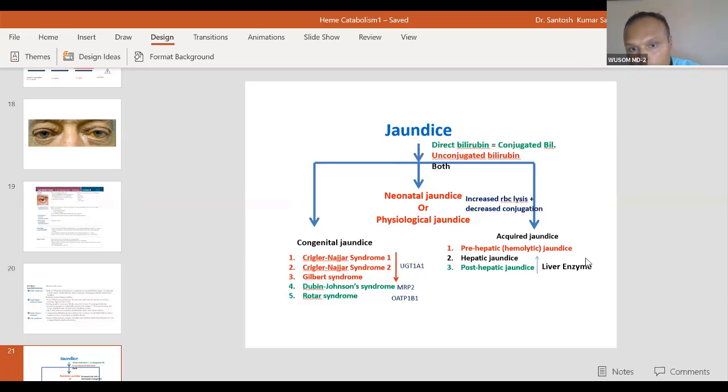In hepatic jaundice, such as infection, and other cases, you will see both. In pre-hepatic jaundice, hemolytic, you will see unconjugated; in post-hepatic you will see conjugated. In these two conditions only, Crigler-Najjar and Gilbert, you will see normal liver enzymes.